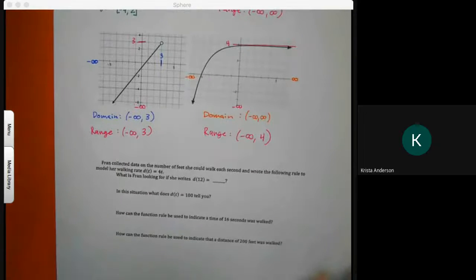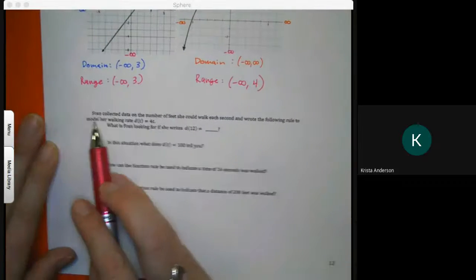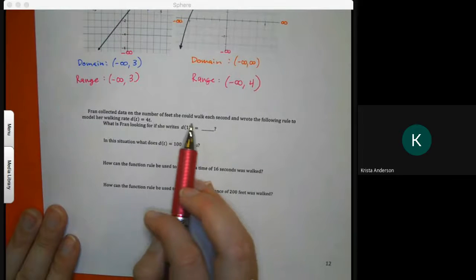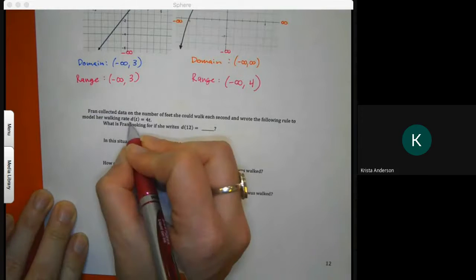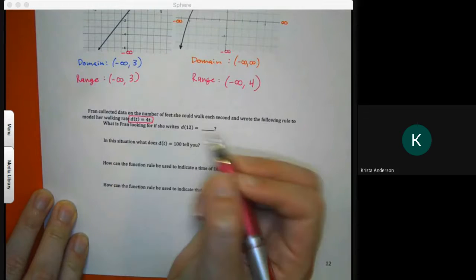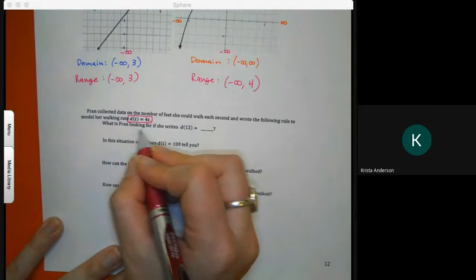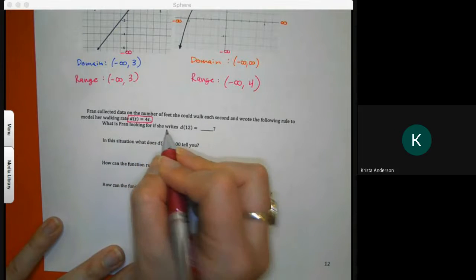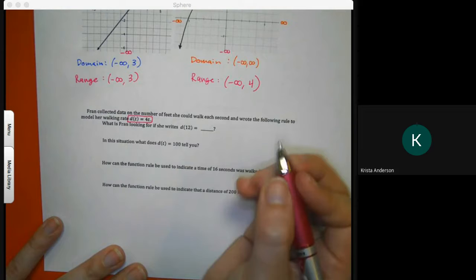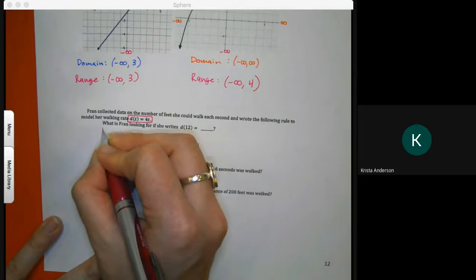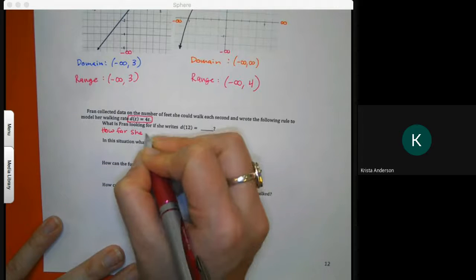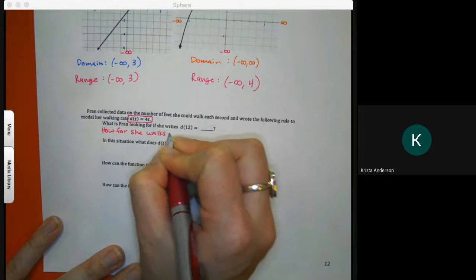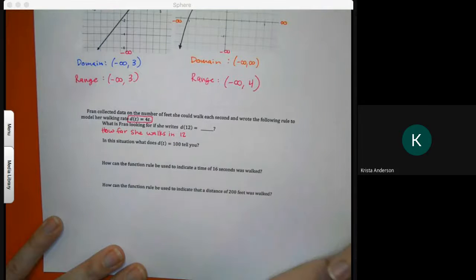Next section is a word problem. Fran collected data on the number of feet she could walk each second and wrote the following rule to model her walking rate. So it's 4 times the time. What is Fran looking for if she writes d of 12 equals? She is looking for how far she walks in 12. Time is measured in seconds.